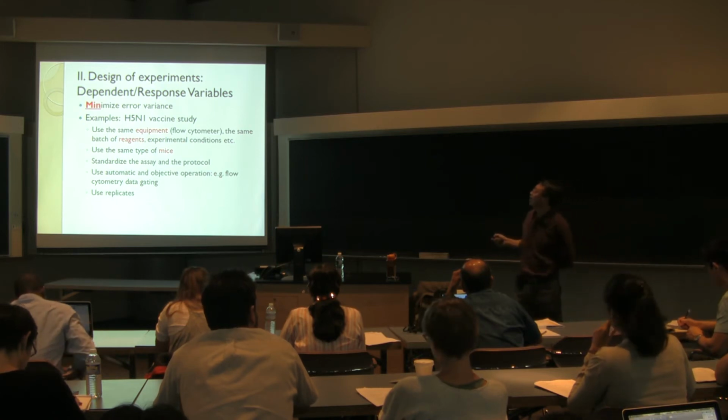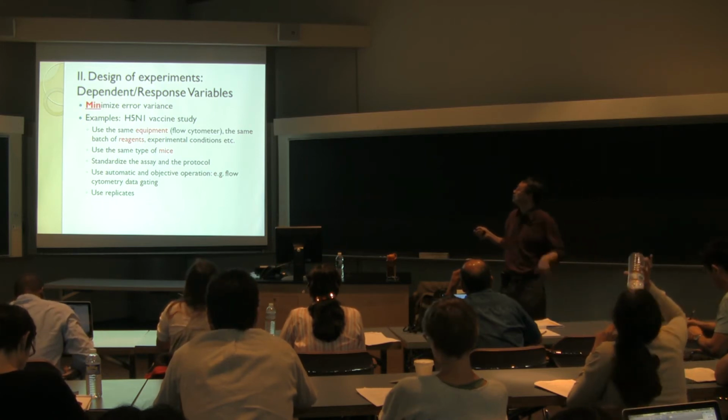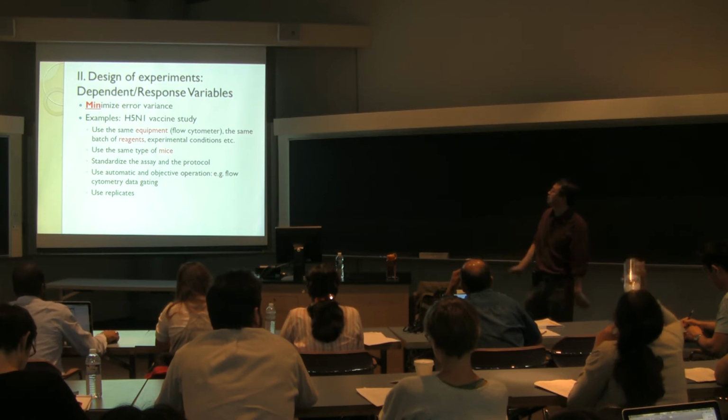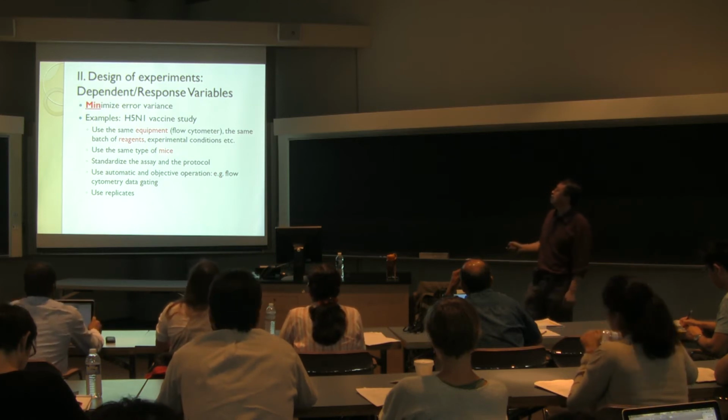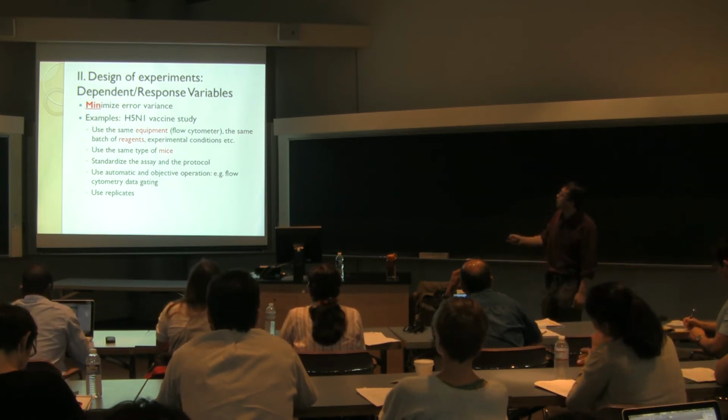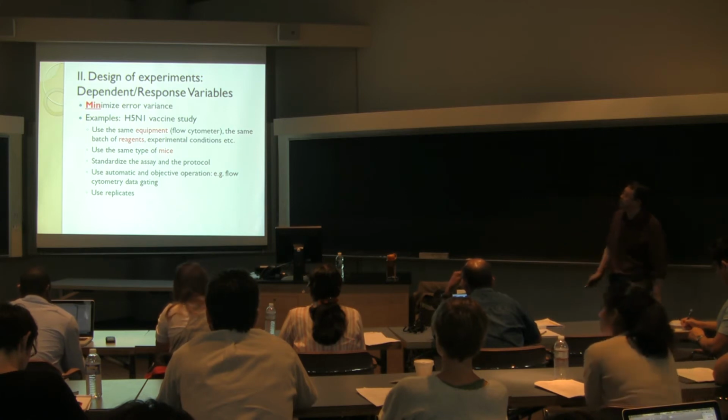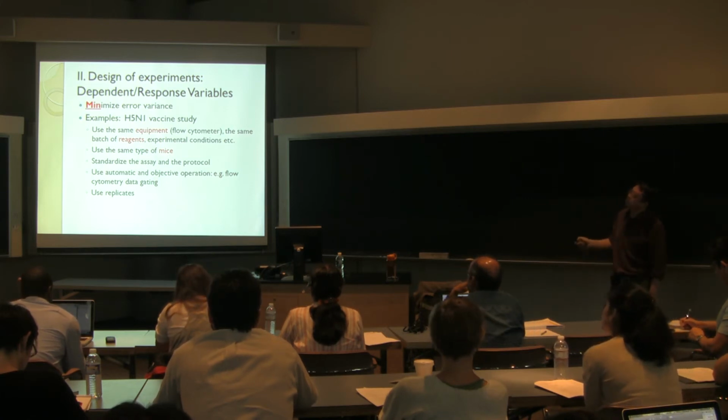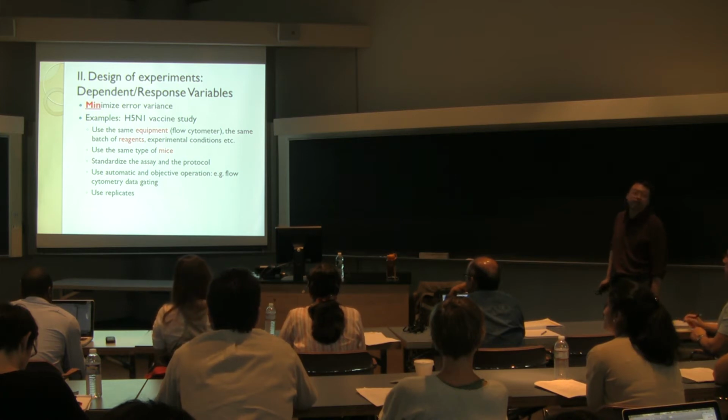Try to use the same one, and maybe the same batch of reagents, whatever, keep the same experimental conditions, use the same type of mice. I just mentioned these earlier, I don't want to repeat this. So this is the way to minimize the error variance of the response variable or dependent variable, okay?